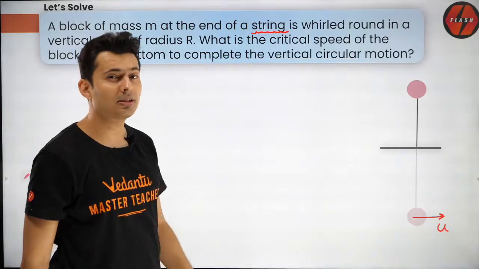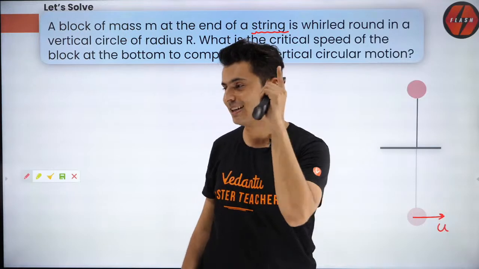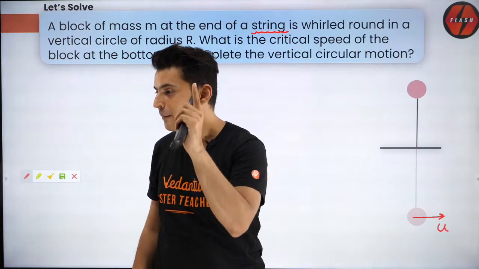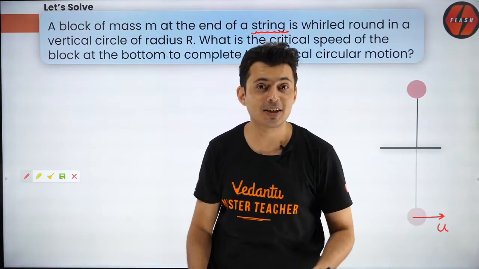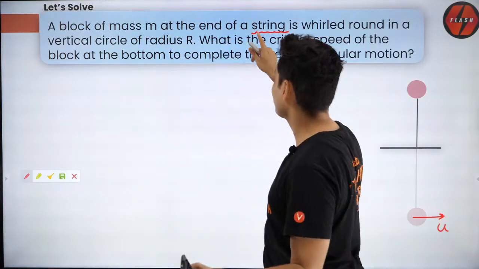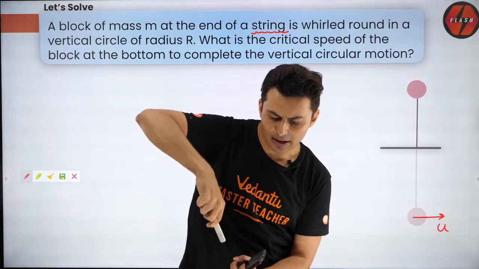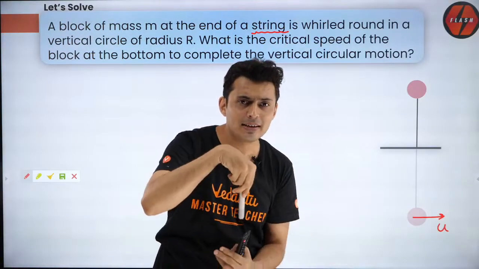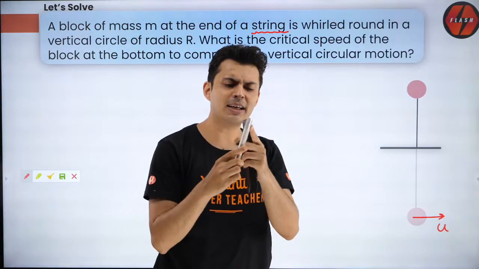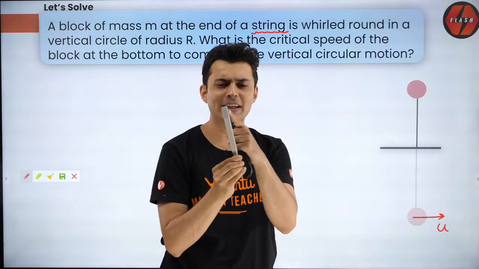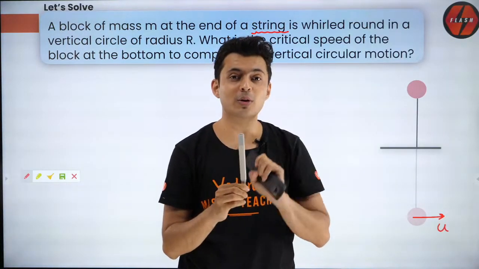When it is attached to a string, there comes a chance that the string might become slack. Yes, the string might become slack. Velocity being 0 would be the condition when it is a rod and not a string. If it was a rod, then when I whirl it around, a rod can never bend, correct? It will never become slack. So even if it has 0 velocity at the topmost point, almost anything more than 0, it will go to the other side. But a string will not do the same thing.